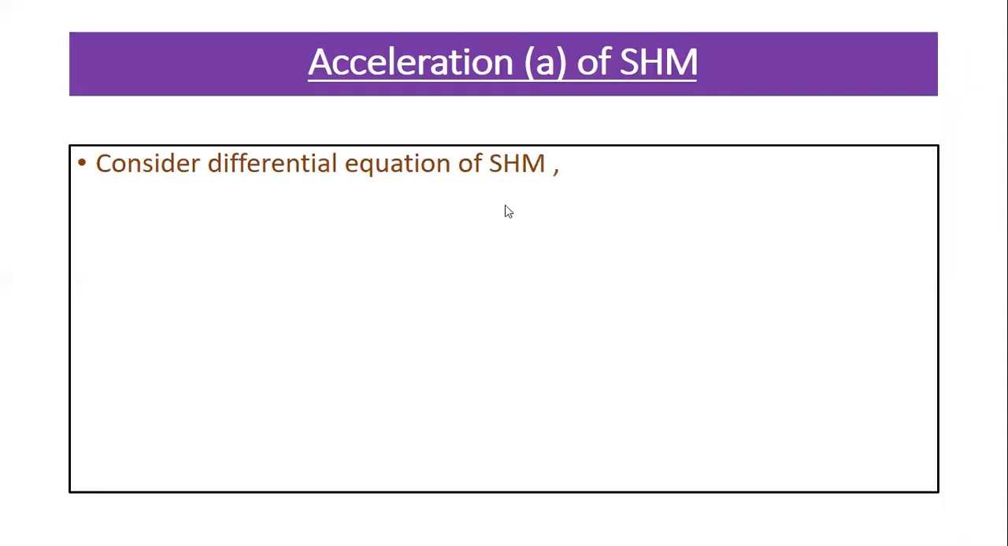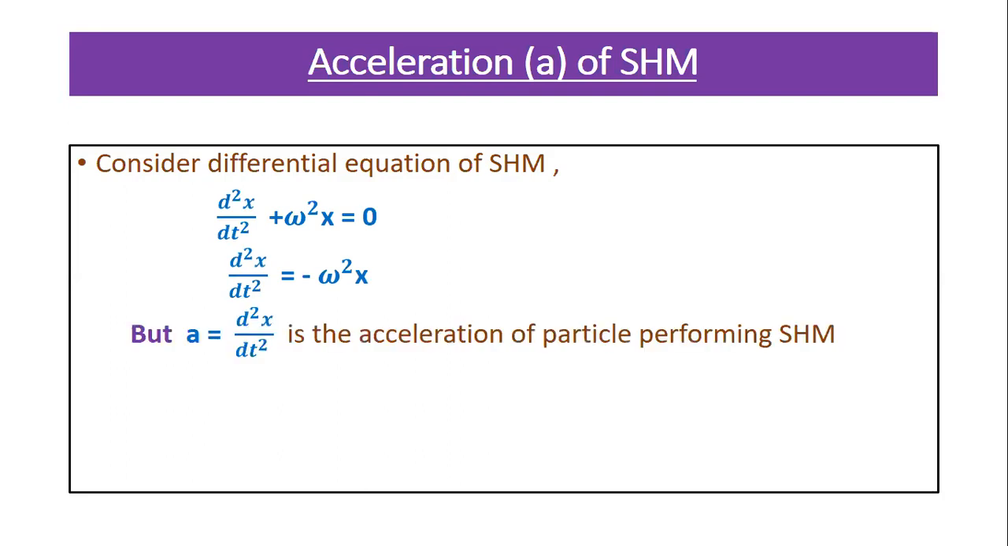Consider the differential equation of SHM. We already derived this equation: d square x by dt square plus omega square x is equal to 0. Now we transfer omega square x to the right hand side, so it is minus omega square x. Here d square x by dt square is acceleration, so we can write the formula of acceleration: acceleration is equal to minus omega square x.